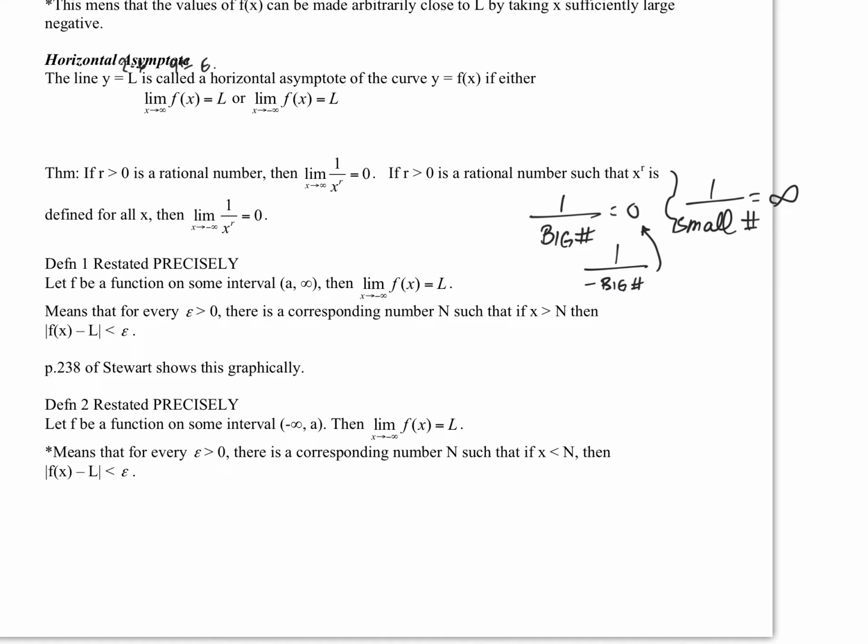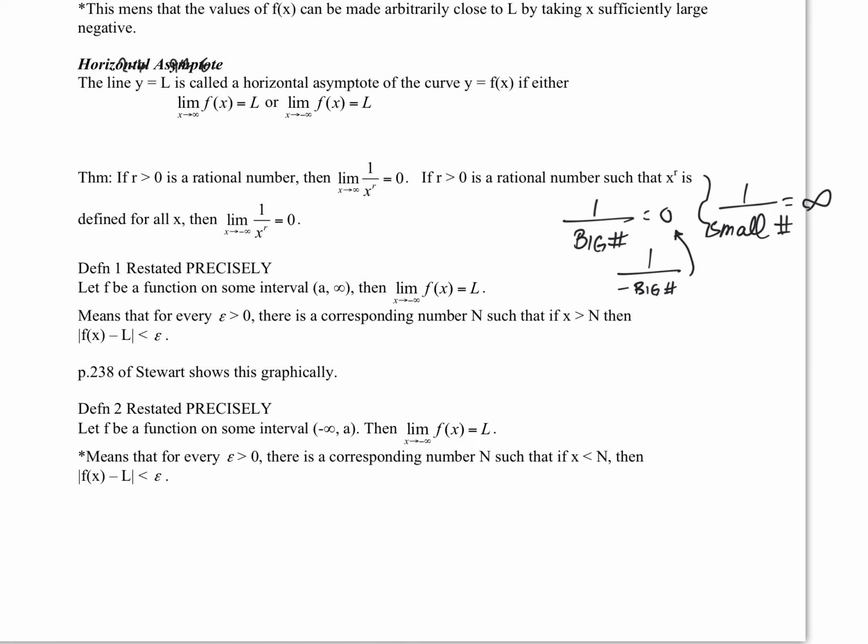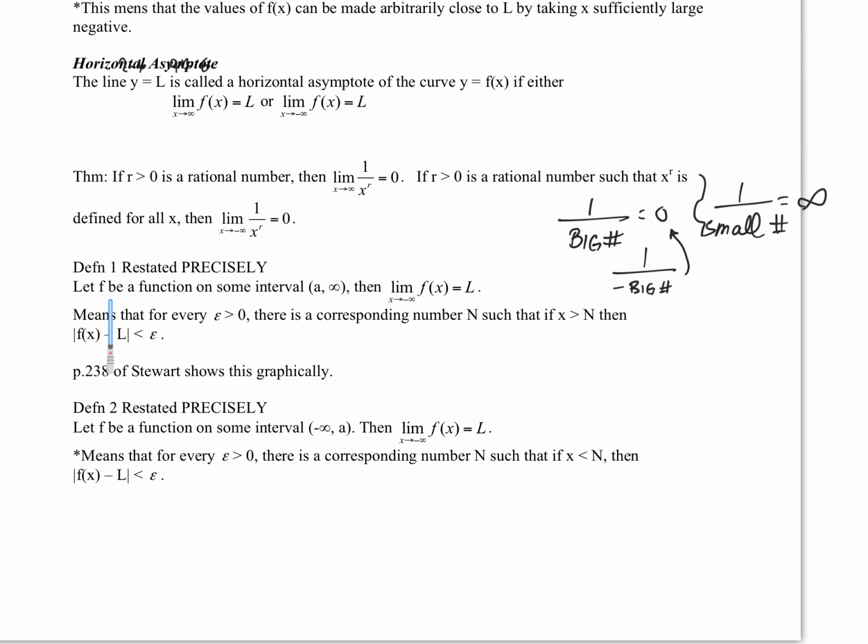So the definition over here, restated precisely, remember we did this in a previous section. f is a function on some interval a to infinity, the limit as x goes to infinity of f of x equals L. This means for every epsilon greater than 0, there's a corresponding number N such that if x is greater than N, then the absolute value of f of x minus L is less than epsilon. Of course, Stewart does show this graphically on page 238. You can look in that, in the version 6 that we're using, and they're on like version 8 or 9 now.